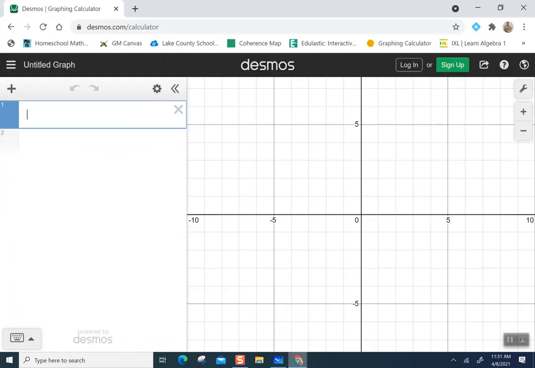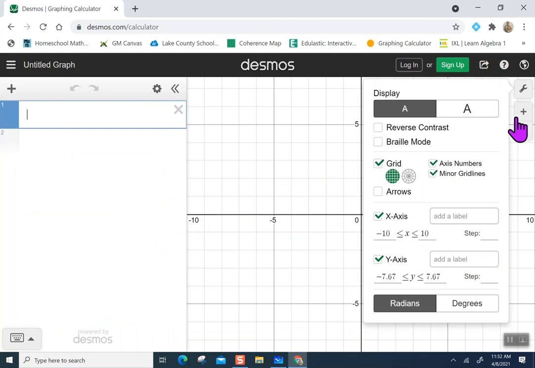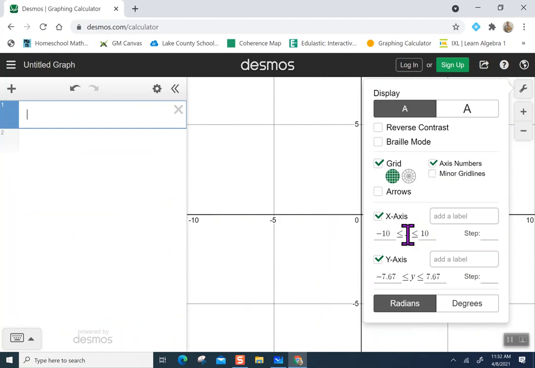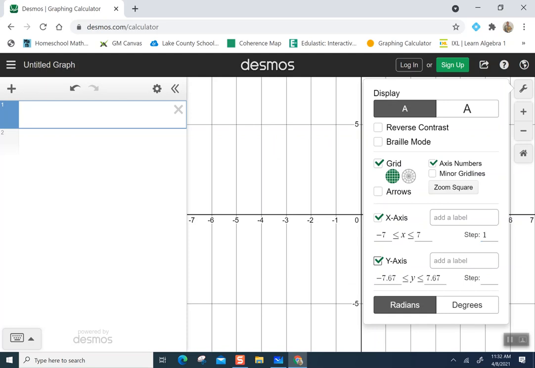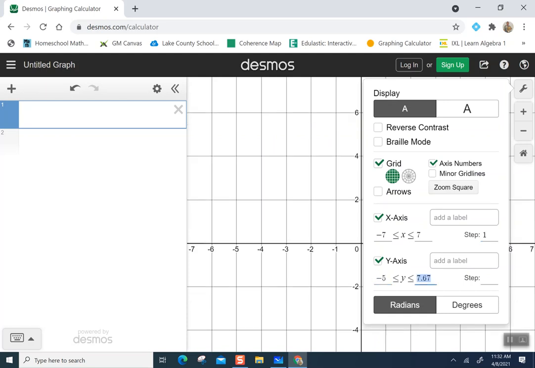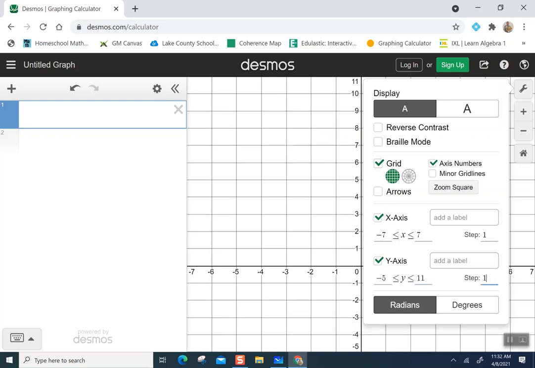Okay, so here we go. Hit graph settings, take off minor grid lines, and let's go ahead and reset. -7 to +7, steps of 1, -5 to 11, steps of 1, close.